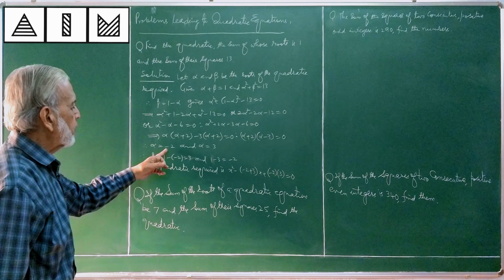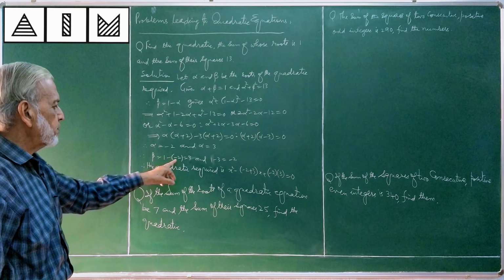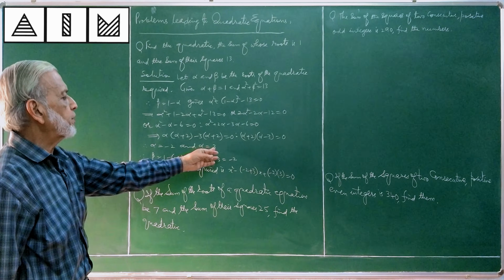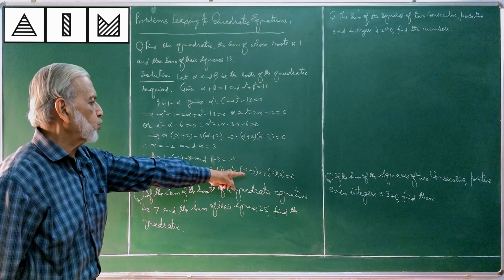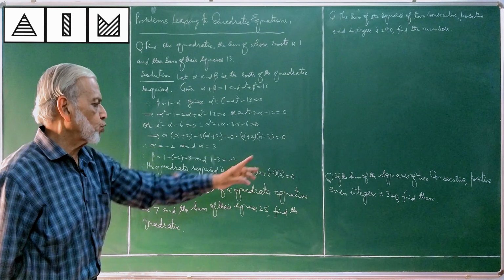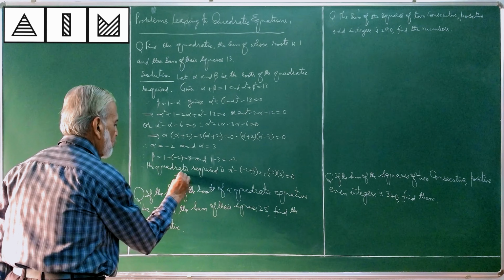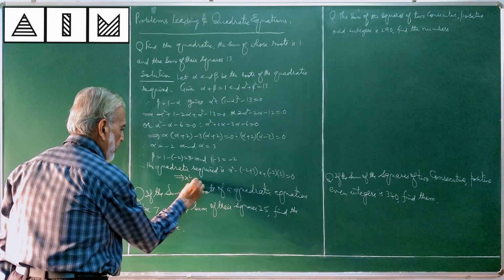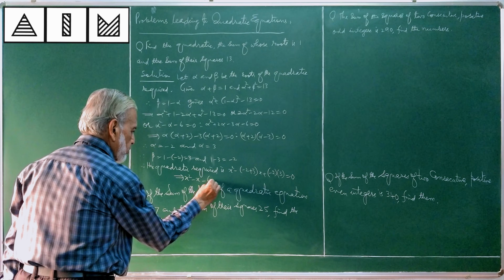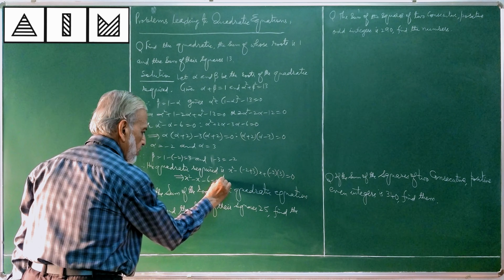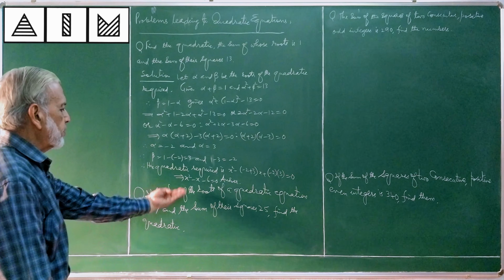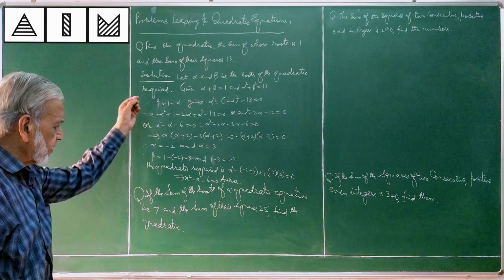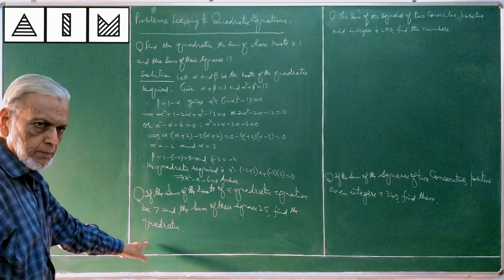You can take alpha is equal to minus 2, then beta is equal to 3, or you can take alpha is equal to 3, then beta is equal to minus 2. X square minus sum of the roots into x plus product of the roots is equal to 0. This will give you x square minus x minus 6 is equal to 0. A similar question is here. I am not solving. Identical question is here, not similar.